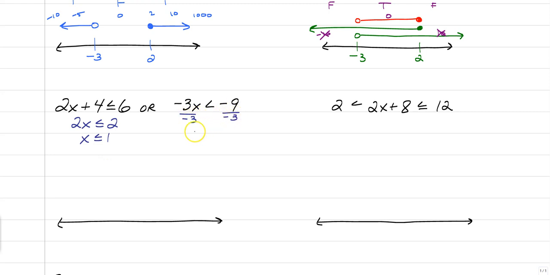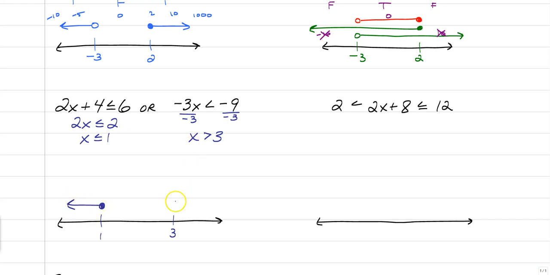In this one, we're just going to divide both sides by the negative 3. Remember, whenever you multiply or divide by a negative, you have to change the direction of the sign. So x is greater than 3. So we have our 1, we have our 3. This is an or statement. x is less than or equal to 1.